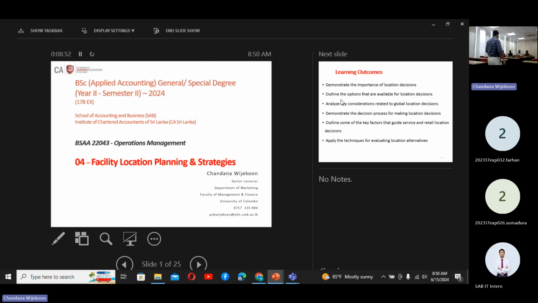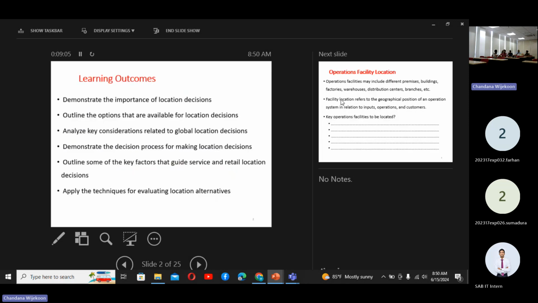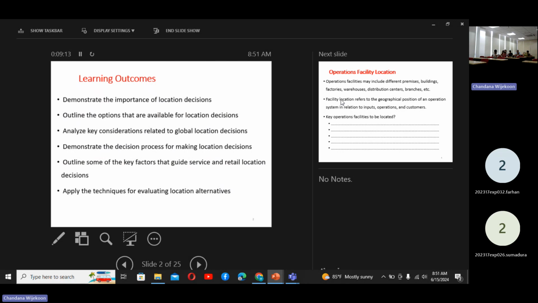This area is known as location strategies, also known as facility location planning, right? Facility location planning. As the main content here, we'll try to cover what we mean by facility location decisions in operations management and the importance of it.